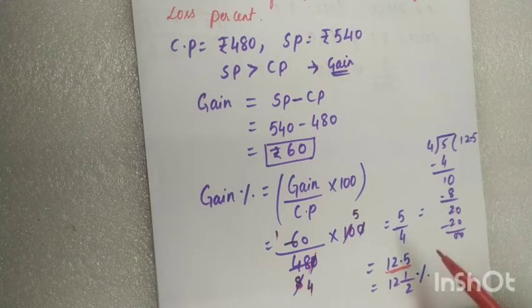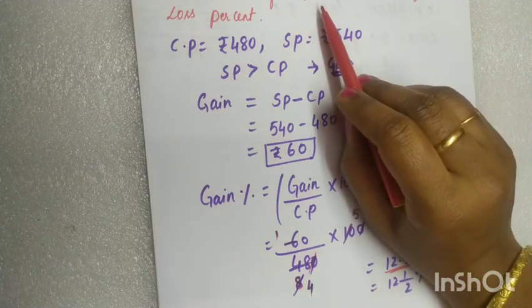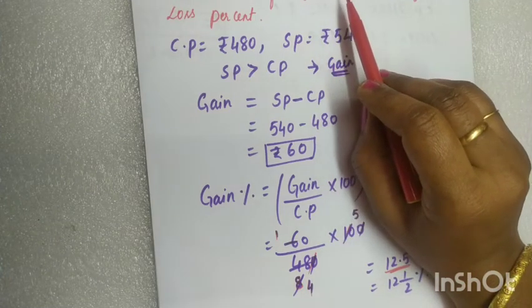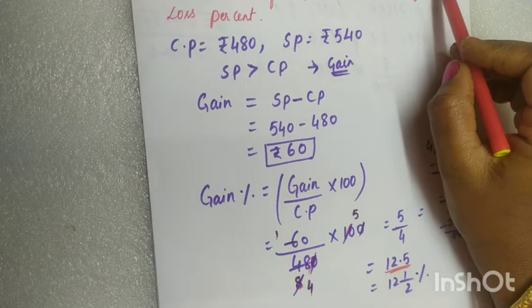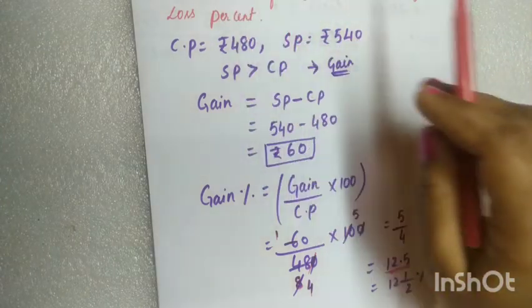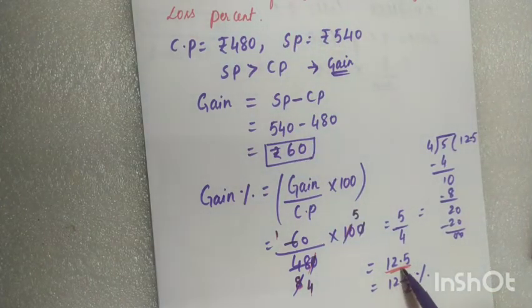So this means for selling this chair for rupees 540, which was bought for 480, the shopkeeper got 12.5% as gain. So this is the meaning of this problem. Now let us see the second problem.